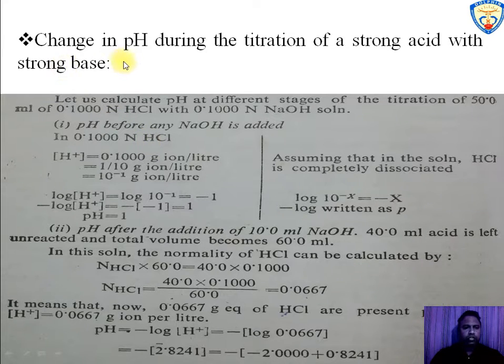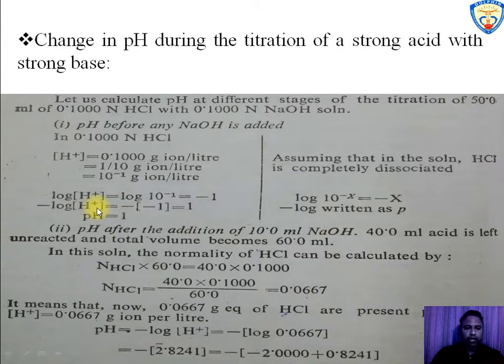So, change in pH during titration of a strong acid and a strong base. The titration is between 50 ml of 0.1 normal HCl and 50 ml of 0.1 normal NaOH from the burette. So pH before any NaOH is added: the concentration of HCl is 0.1 normal. So we can say the hydrogen ion concentration is 0.1 gram ion per liter, that is equal to 1 by 10 gram ion per liter, or 10 to the power minus 1 gram ion per liter. As we know, pH is equal to minus log H plus, so by taking log on both sides, we determine the pH of the solution.